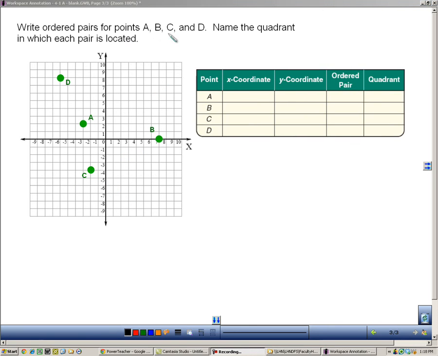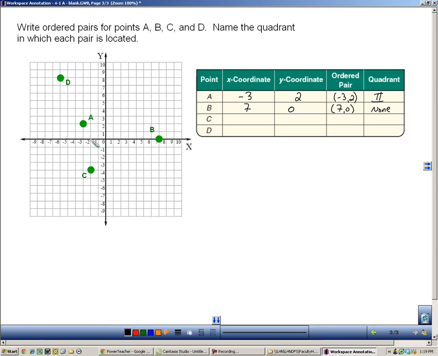Here we're asked to name some points and also the quadrant they're in, starting with letter A. That's to the left 3, so -3 on the x-axis, and then up 2, which is a +2, and that's in quadrant 2. Letter B is to the right 7, but it's up or down 0. It doesn't go up or down at all. That creates an ordered pair of 7, 0. It's on a line, which means it's not in any quadrant at all.